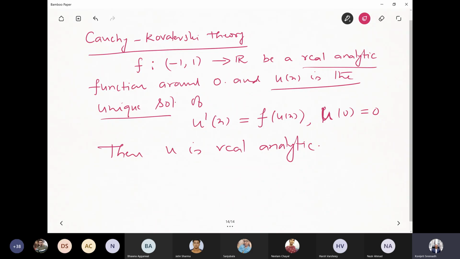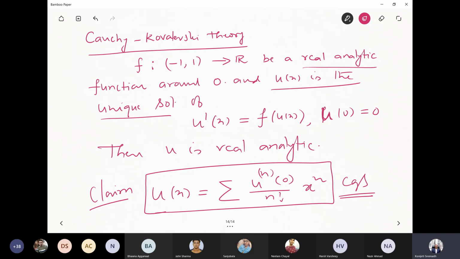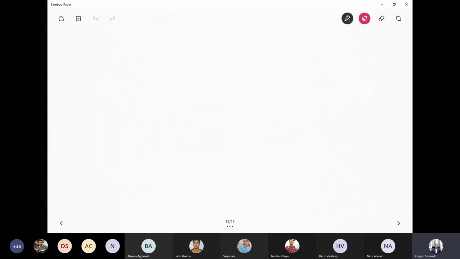So when I write the series expansion, which is like this, u^(n)(0) by factorial n into x power n, we are going to show that this is actually a real analytic function, that it converges, and this is what our aim is. Yes, sir. Okay.